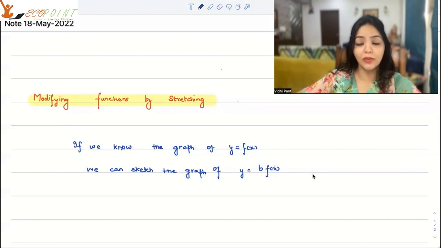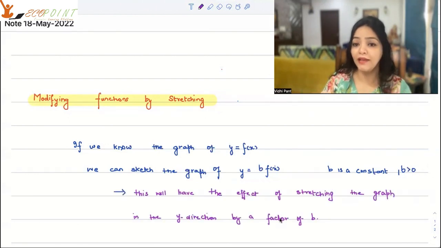Now, what are we doing? We are multiplying the function f(x) by b throughout. b is a constant, and let's take b as greater than 0. When we multiply the function f(x) by a constant b, which is greater than 0, this will have the effect of stretching the graph in the y direction by a factor of b.